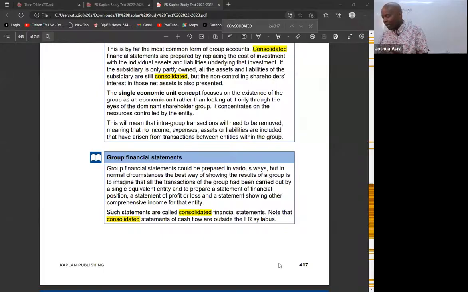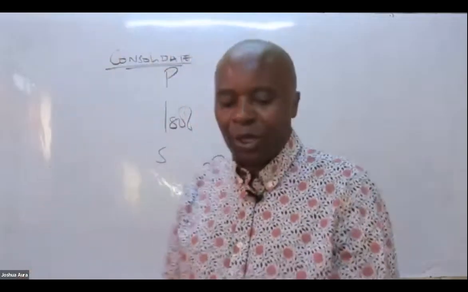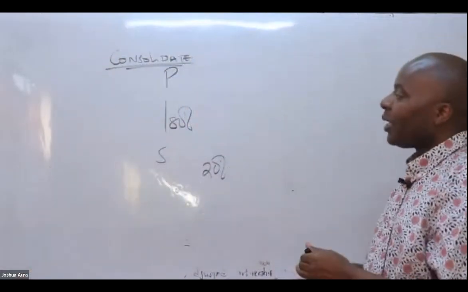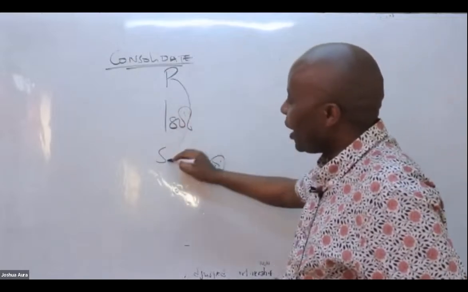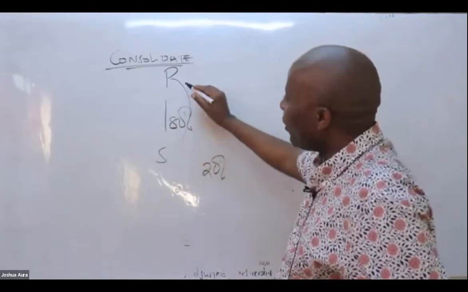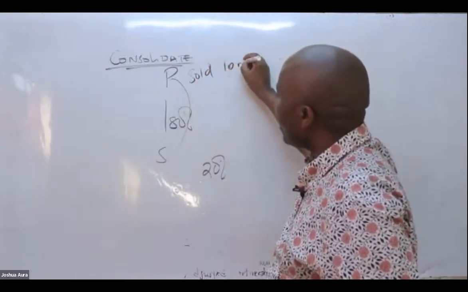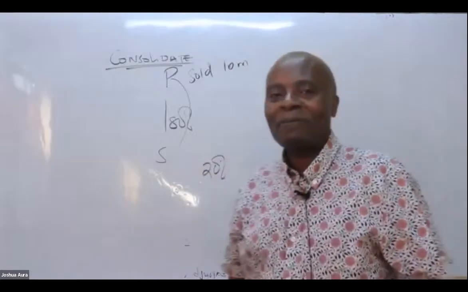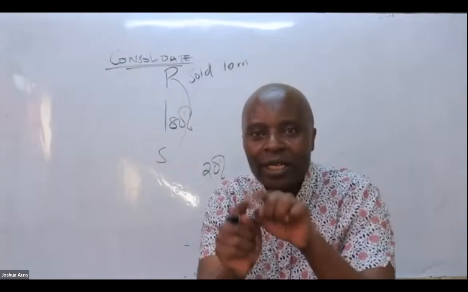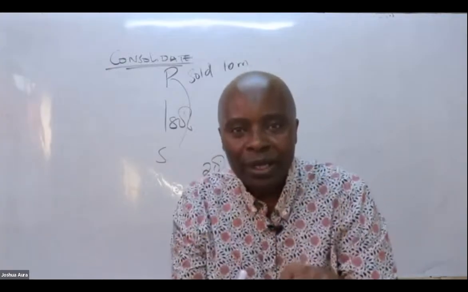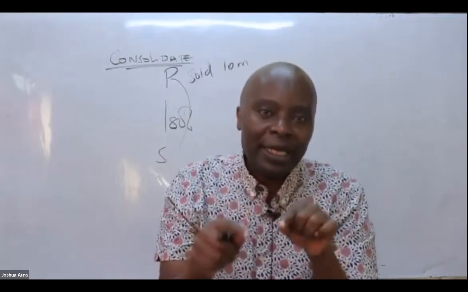Ladies and gentlemen, please listen to me very well. I'm trying to lay some great ground here. If, for example, P does business with S, and at the end of the day P says, I sold goods worth 10 million to S, then that sale is intra-group. This is business within the group, and anything that is intra-group must always be eliminated.